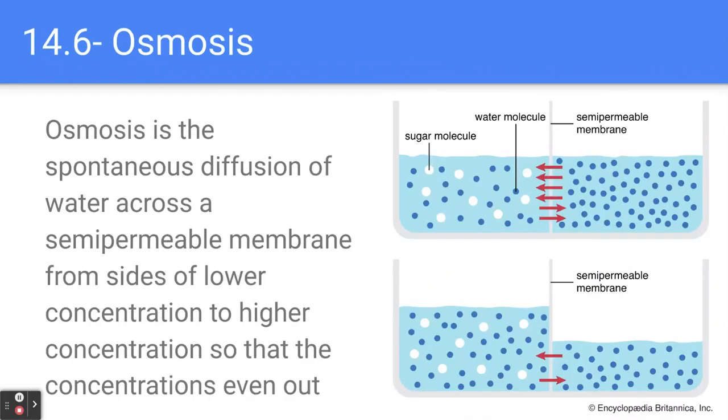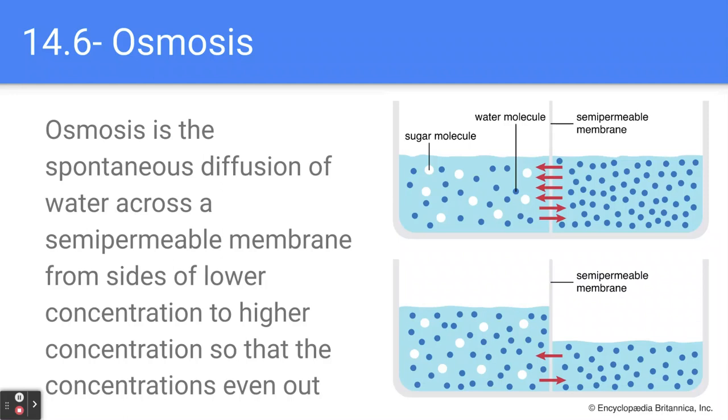The last thing we have to talk about is osmosis, and osmosis is the spontaneous diffusion of water across a semi-permeable membrane. So let's break this down. Diffusion means moving from an area of high concentration to low concentration, and then semi-permeable membrane means that that membrane only allows water to travel through it and not solute particles. So not sugar, not salt, only water.